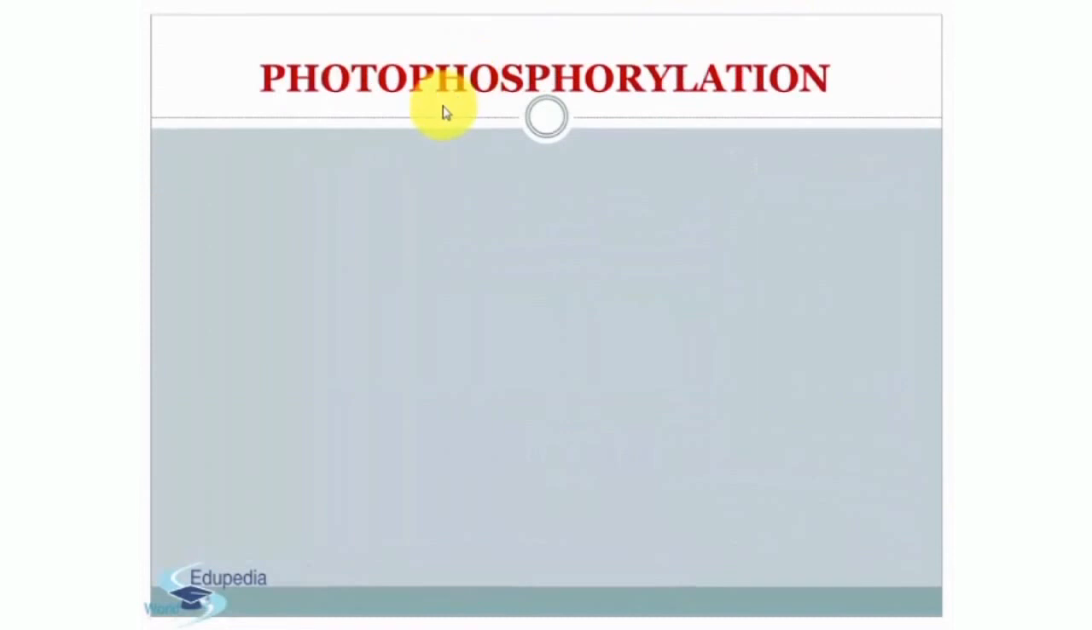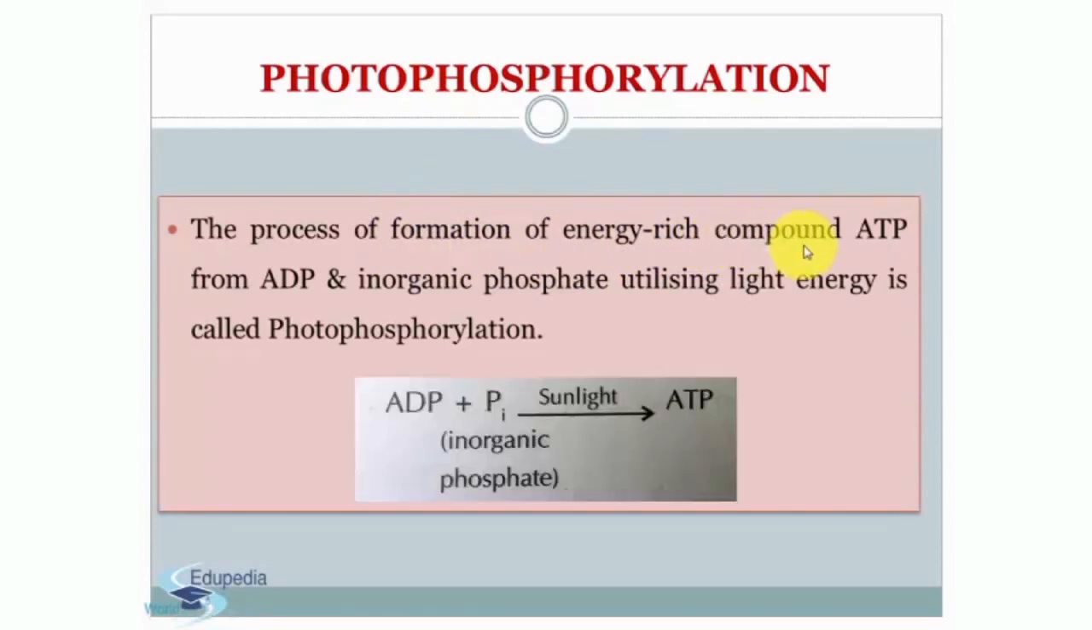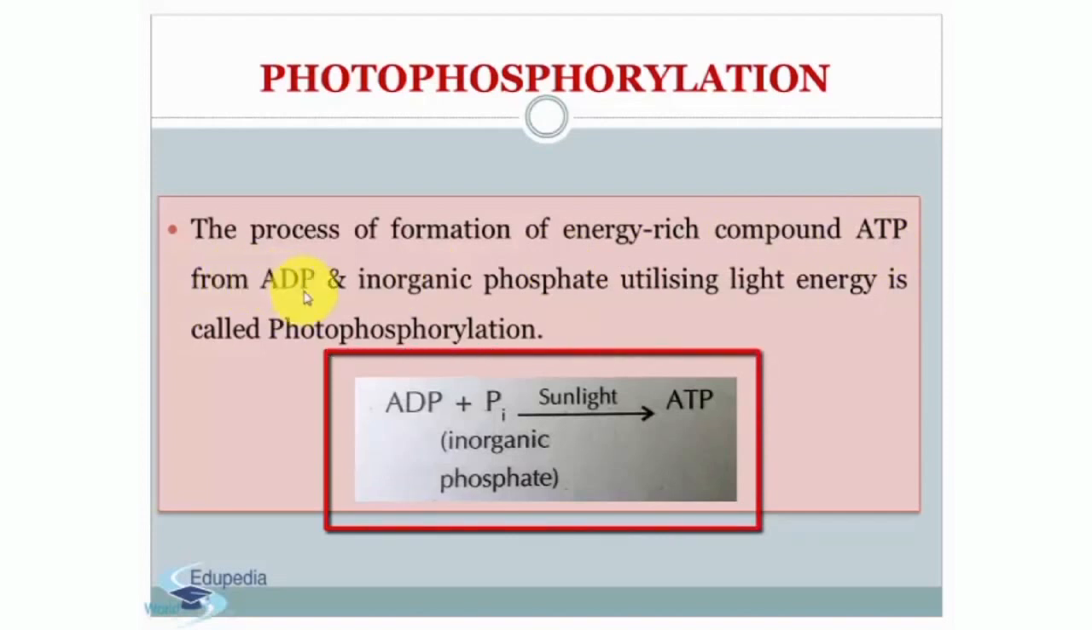The next step is photophosphorylation. The process of formation of the energy-rich compound ATP, which is also known as adenosine triphosphate, from ADP, known as adenosine diphosphate, and an inorganic phosphate utilizing light energy is called photophosphorylation.